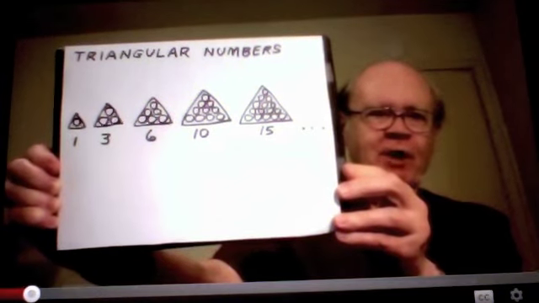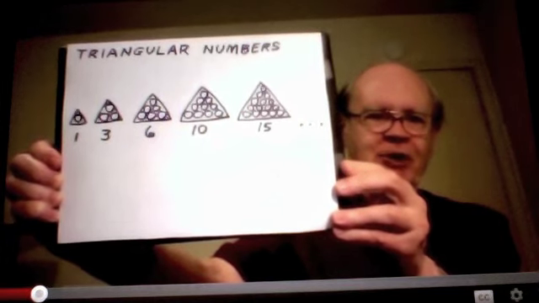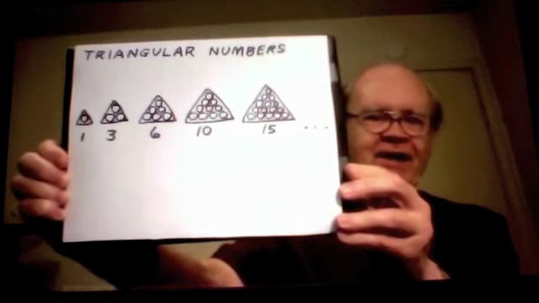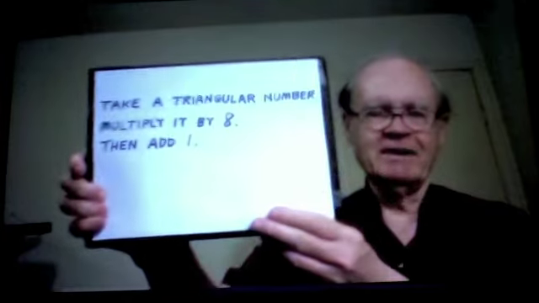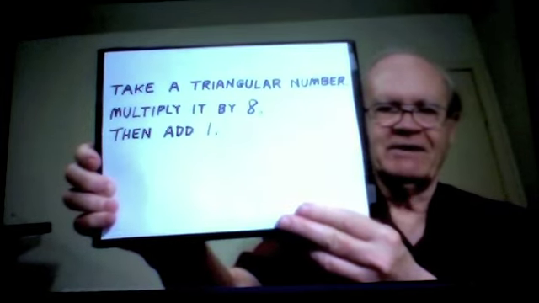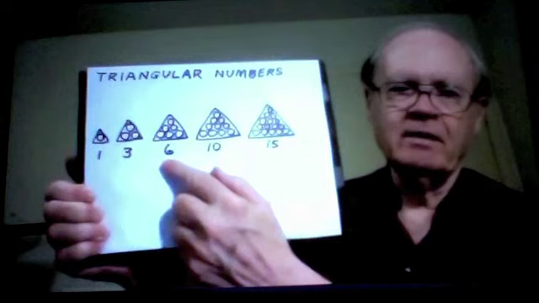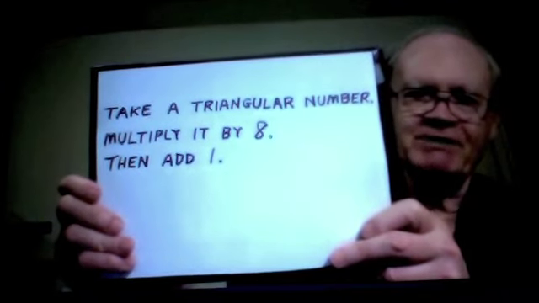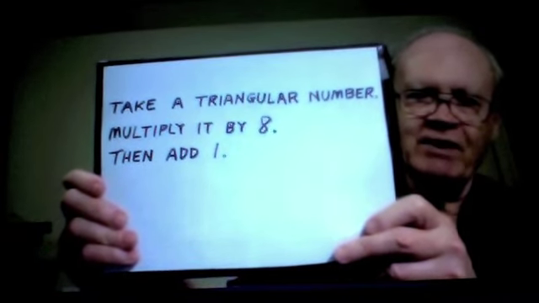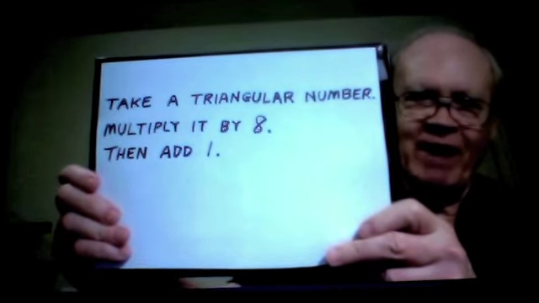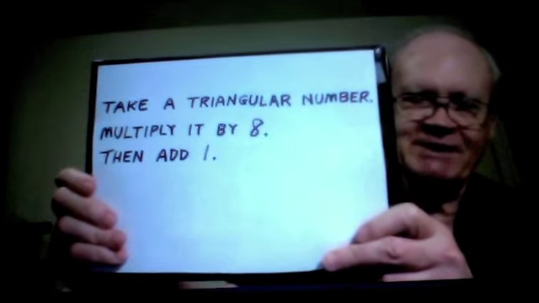Consider the set of what we call triangular numbers, as shown here: 1, 3, 6, 10, 15, and so on indefinitely. Take a triangular number, multiply it by 8, then add 1. For example, we could take the triangular number 6. We start with 6, multiply it by 8, which gives 48, then add 1, which gives 49. Now 49 is 7 squared, that is, it's 7 times itself.